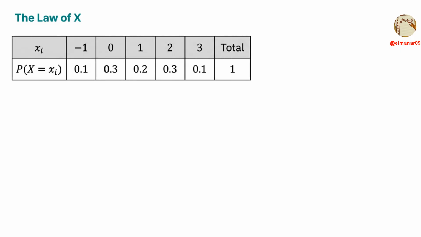Take a good look at the table at the top of your screen. Here we have a random variable x that can take 5 distinct values: -1, 0, 1, 2, and 3. For each value xi, we have an associated probability, P(X = xi). Notice the precision. The total sum of these probabilities, 0.1 plus 0.3 plus 0.2 plus 0.3 plus 0.1, is exactly equal to 1. That is the golden rule, class.